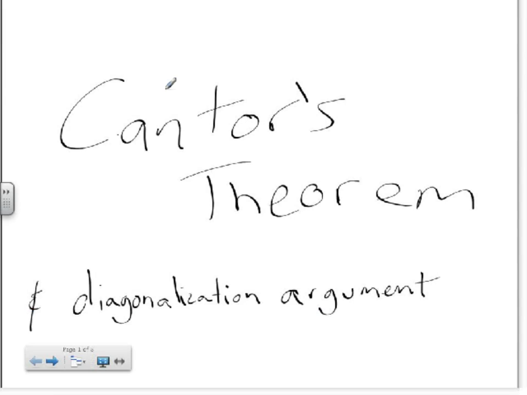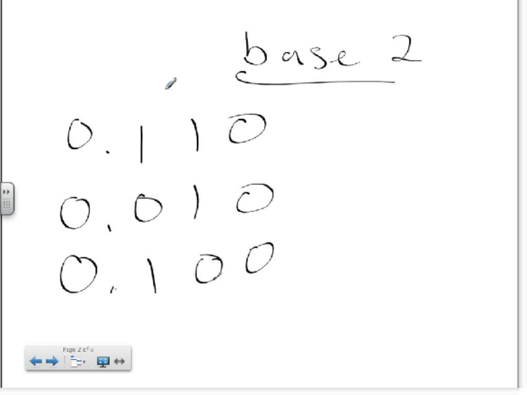I'm here to talk about Cantor's theorem. Cantor's theorem uses the diagonalization argument to show that the set of real numbers is uncountable. Before we get into the proof of Cantor's theorem, I'm going to familiarize us with the diagonalization argument with a couple of simple examples.